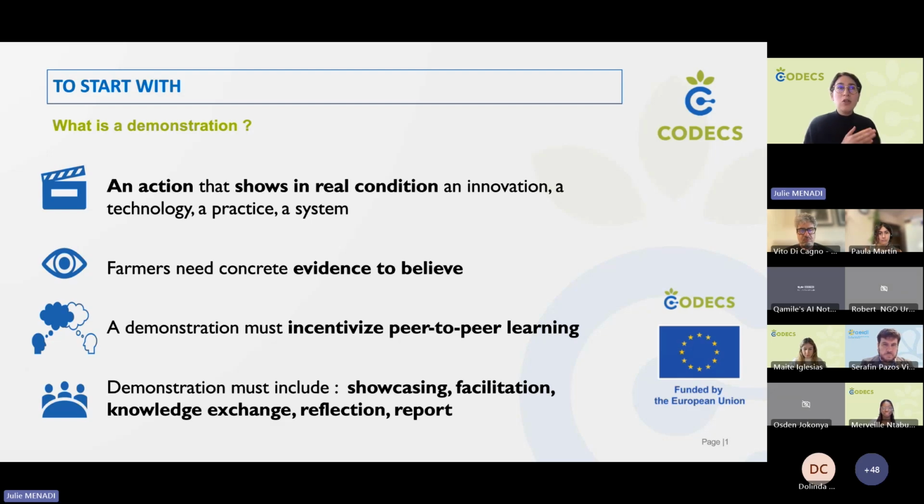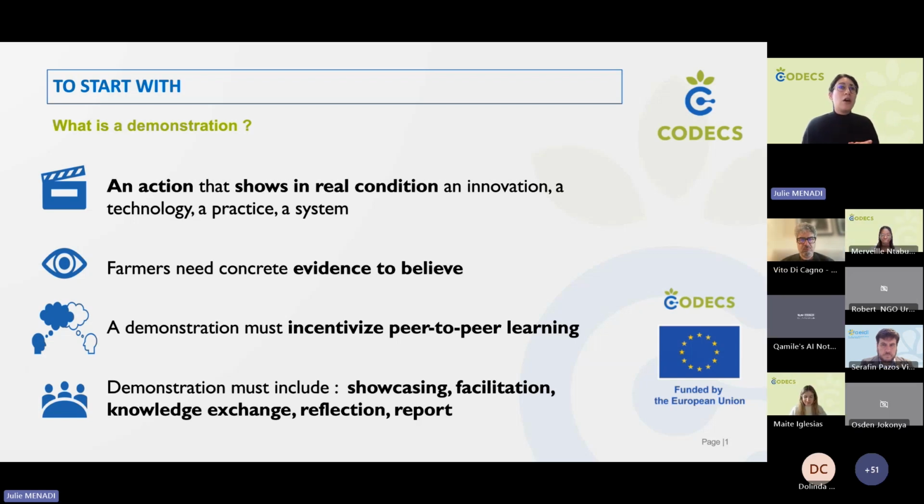A demonstration usually has the same structure. There's obviously the demonstration part where you showcase the technology, innovation, or practice. But around it, you have other activities that are very important. There needs to be facilitation to encourage discussions, exchanges of knowledge, and then reflection between the participants around what has been demonstrated. Obviously, to make sure that the demonstration is part of a whole dynamic, we need to have some reporting from this demonstration, to move forward, improve other demonstrations, or go further in other events.